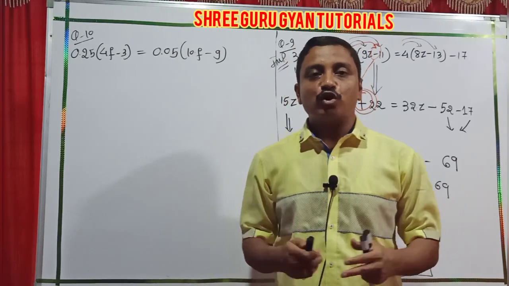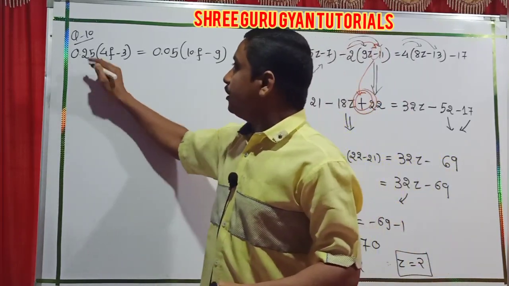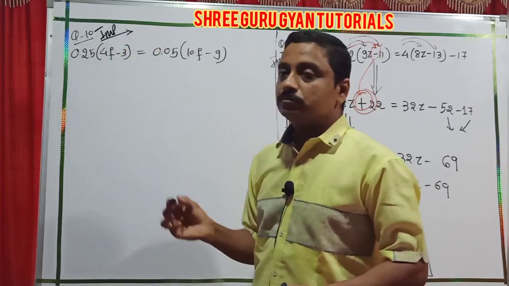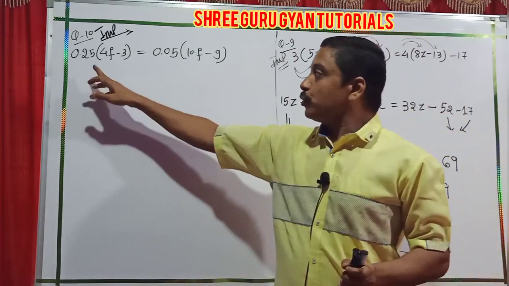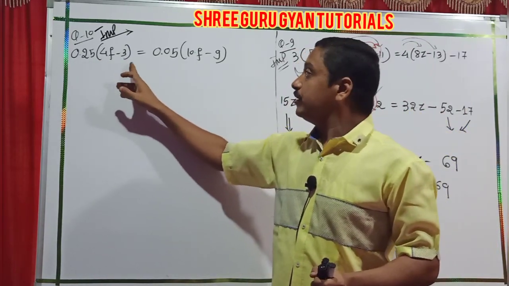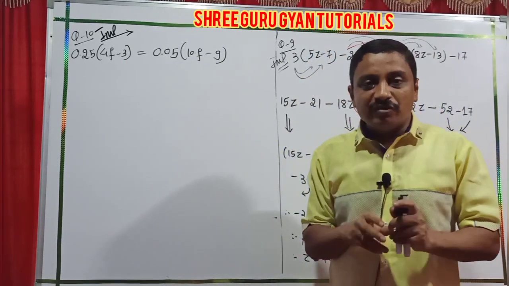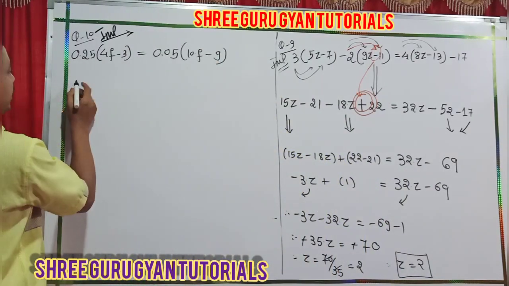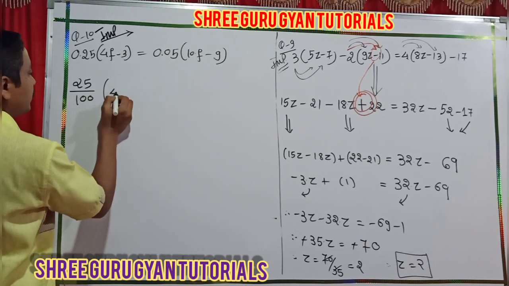Now students, one more numerical is an important question. Question number 10. So before starting, you just highlight that this is an important sum, asked many times in your exams. So 0.25 (4f minus 3), 0.05 (10f minus 9). So the points are given. So students, first of all, I convert this into fractions without the point: 25 by 100. This is the same.